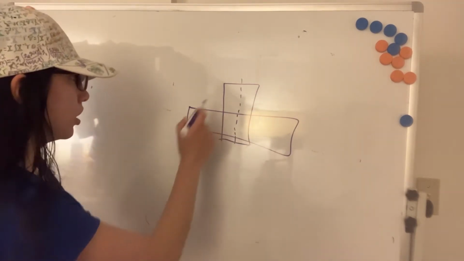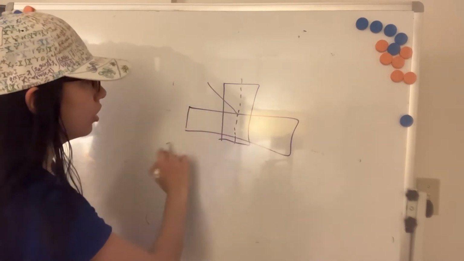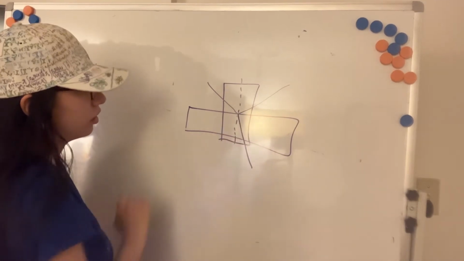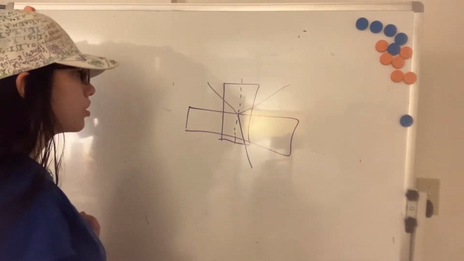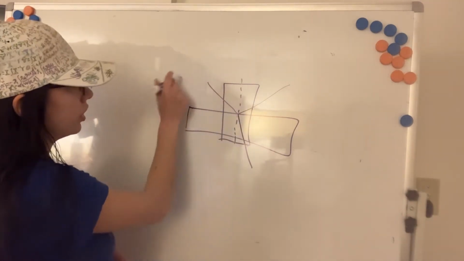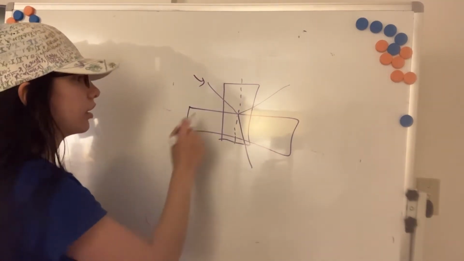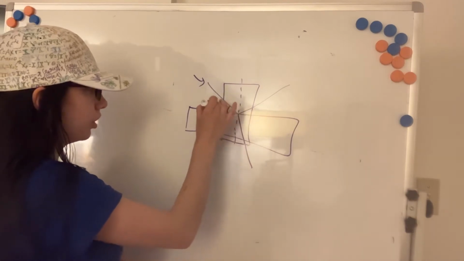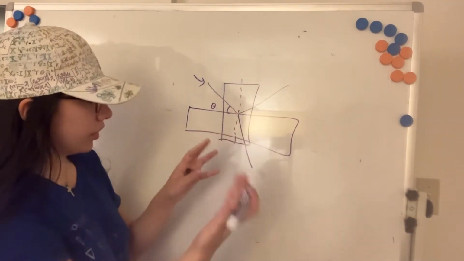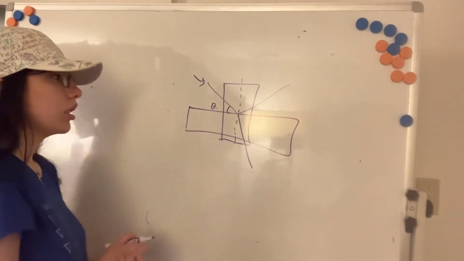So we have an incident ray from here. We would have a reflected ray and a refracted ray. So depending on the polarization of, for example, this incident ray, and the angle of incidence, is how it would be polarized in the reflected direction or in the refracted direction.